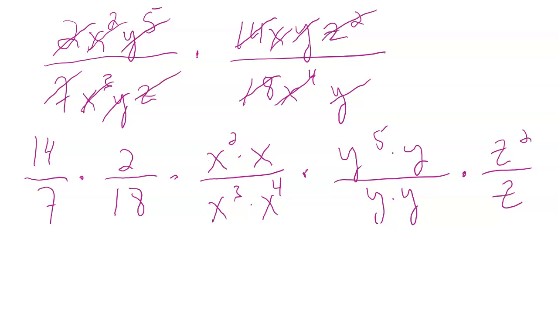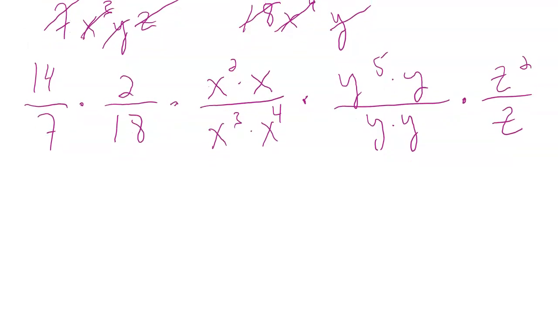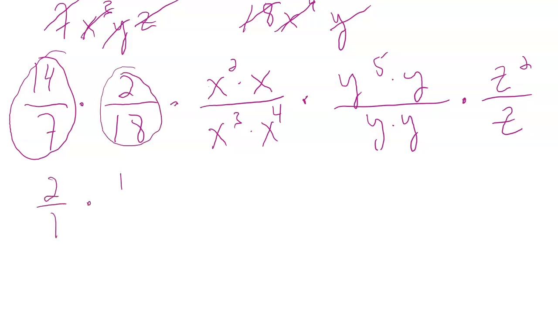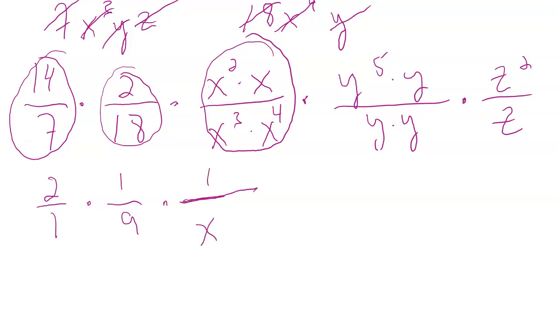I'm allowed to do this because of the commutative property, the associative property, and how fractions work. I can break them up and move them around to my leisure. All right, what's this going to reduce down to? This is 2 over 1. What's this going to reduce down to? 1 over 9. What's this going to reduce down to? So we got x cubed on top. We have x to the 7th on bottom. If I did this right, you should get 1 over x to the 4th.